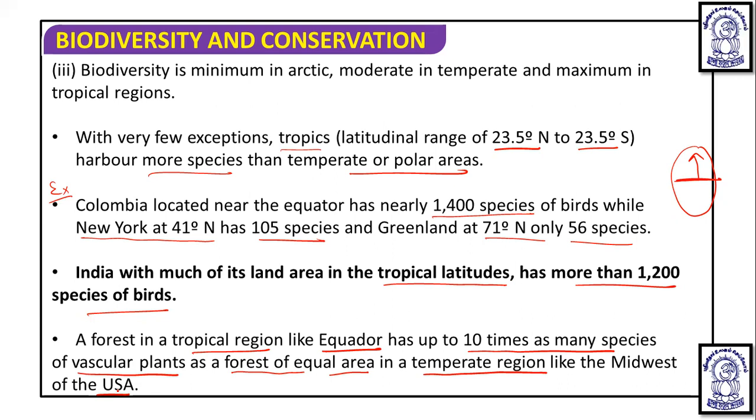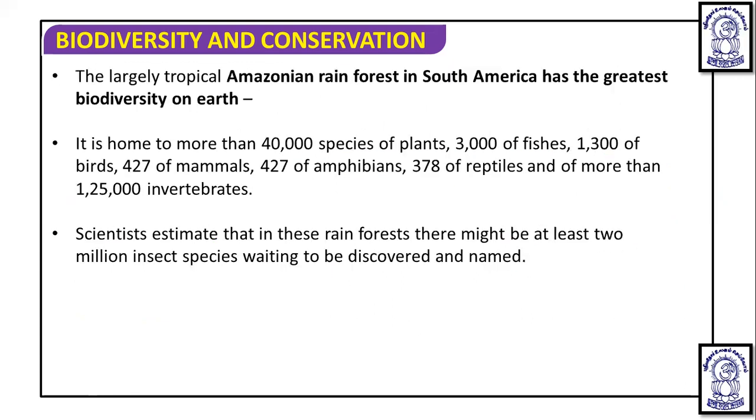So these examples are showing that near the equator you will see more species diversity. Away from the equator you will see less species diversity. Now, the largely tropical Amazonian rainforest in South America has the greatest biodiversity on Earth. Okay, so this is the greatest biodiversity on this Earth.